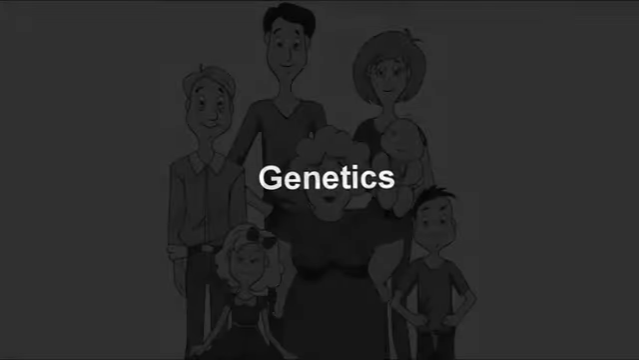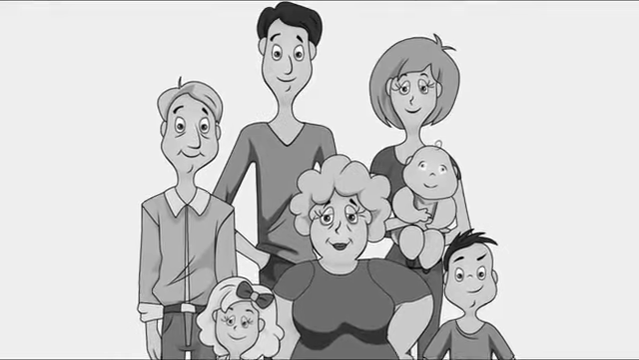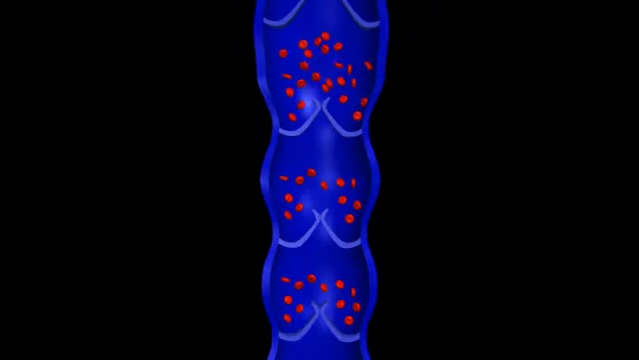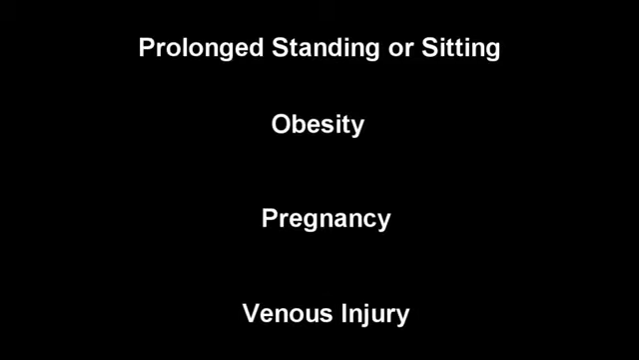The number one risk factor for developing varicosities is genetics. If your mom, dad, brother, or sister had varicosities, you may be at risk, again, thought to be due to the intrinsic weakness in the superficial vein walls. Other risk factors are prolonged standing or sitting, obesity, multiple pregnancies, or previous venous injury.